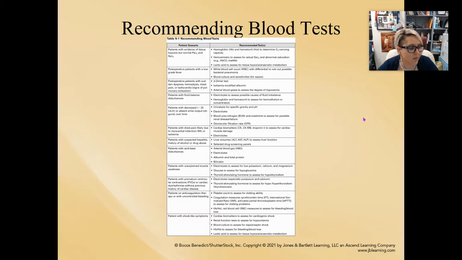Patients with chest pain, likely due to myocardial infarction or ischemia, we need to look at those cardiac biomarkers such as CK, CK-MB, troponin. Patients with suspected hepatitis, we look at liver enzymes to assess liver function. Selected drug screening panels, history of alcohol. Patients with acid-base disturbances, we know that we should definitely get an ABG, possibly electrolytes, albumin, total protein, bilirubin. Patients with unexplained muscle weakness, definitely get some electrolytes. They could be dehydrated. Look at their potassium, and glucose. They could be hypoglycemic. Thyroid could be bothering them.